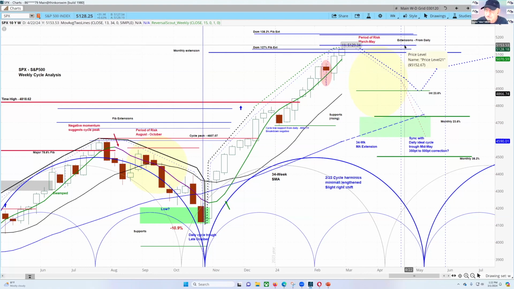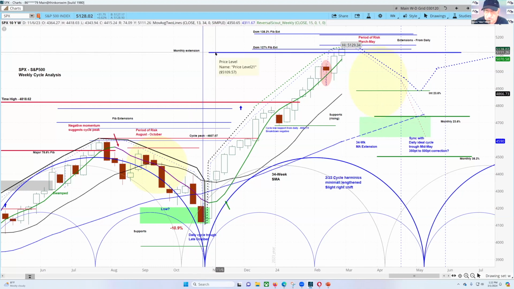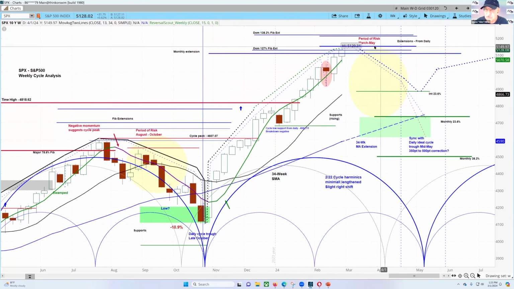Now the numbers right over here, this is about 5150 right there. So we got to 5129 today, with a couple hours to go in the market, up 32 points. And that's amazing that it's gotten up to this level. There's a monthly extension right over here that it got through so far. And then these Fib extensions right over here. This is the dominant 127 and 138 right there. Those are important numbers. And on the daily chart, I'll show you what those look like also.